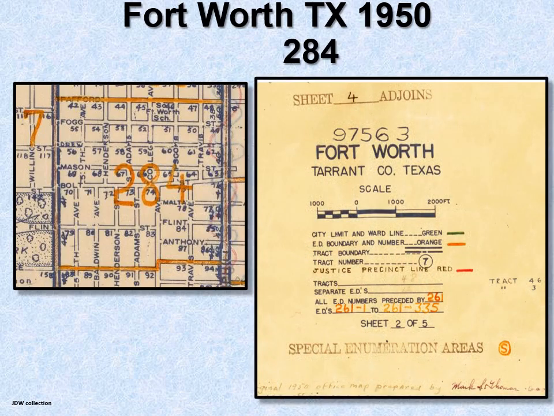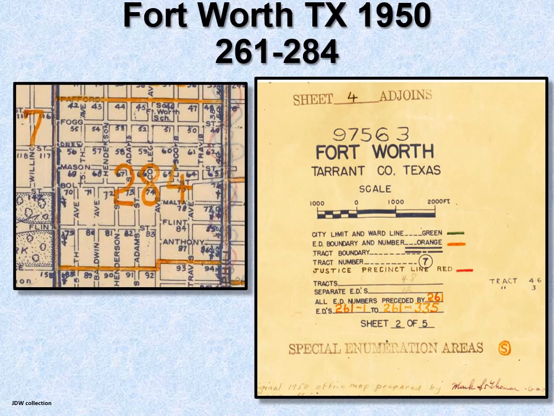What you have to do is look at the legend, and you can see on the legend on the bottom it says that all ED numbers are preceded by 261. So that number is actually 261-284, and this may confuse and produce errors for a number of people when they look at these maps.